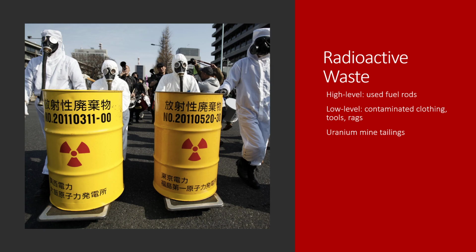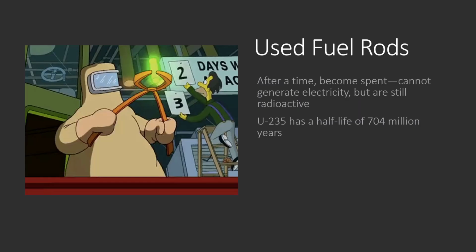So that brings us then to the other side, where you have to do something with the radioactive waste after you're done using it. So there's high-level waste, which is used fuel rods. Fuel rods that were used for the nuclear reaction, that's high level. There's a lot of radioactive waste. Low level would be contaminated clothing, tools, and rags, items that were exposed to the radiation in the nuclear power plant. And there are also uranium mine tailings that are slightly radioactive and are a waste.